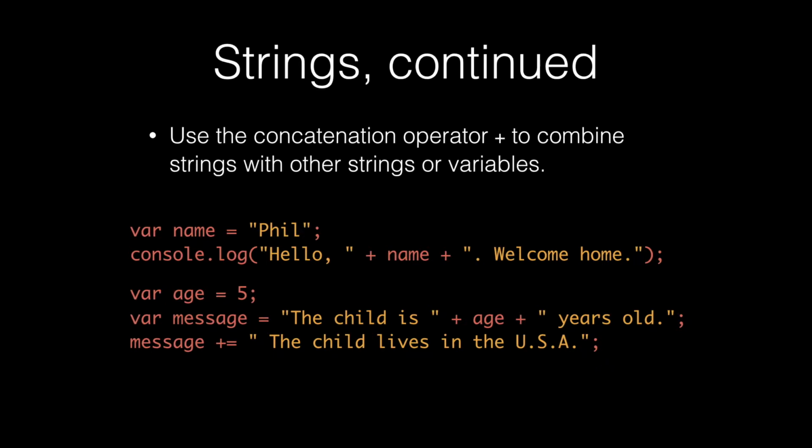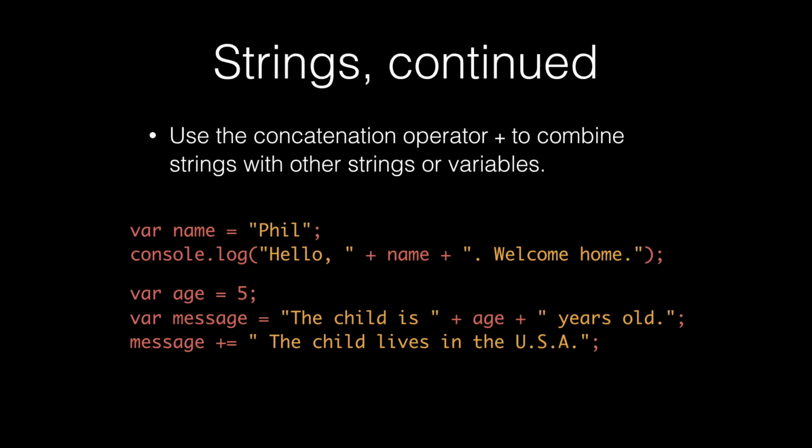Notice that then we concatenate another string that begins with a period, space, welcome home. So if you're following, what's going to happen is that simply the plus name plus is going to be pulled out of there, and in its place is going to be inserted the value of the variable name, which is just the string Fill. So the final result that will be logged to the console is "Hello, Fill. Welcome home."